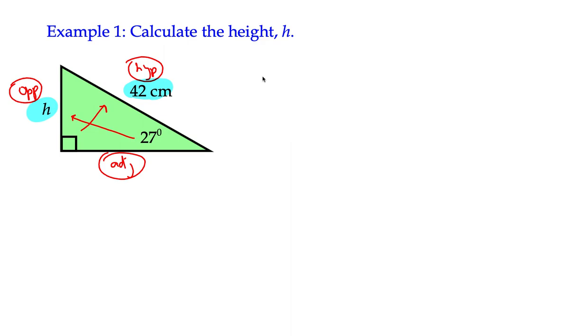So we write down sine x equals opposite over hypotenuse. It's exactly the same form, so what we do is we substitute in the three things that we usually do. So x is the angle, which in this case is 27 degrees. The opposite is the letter h, and the hypotenuse is the number 42. Does that look familiar? Hopefully it is.